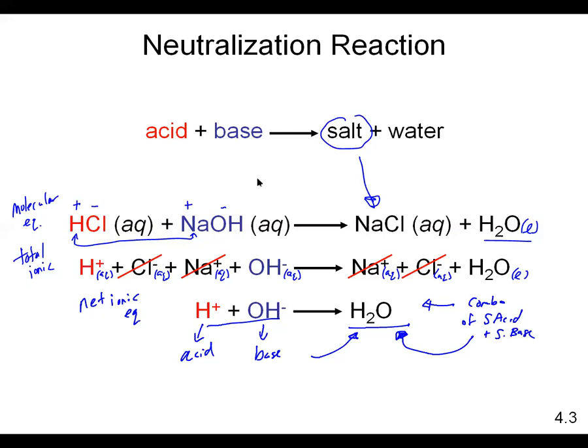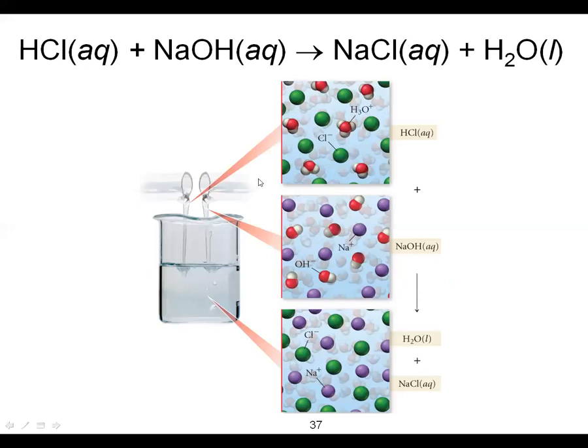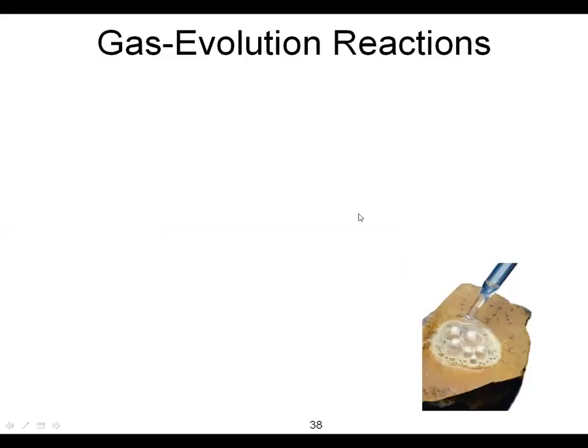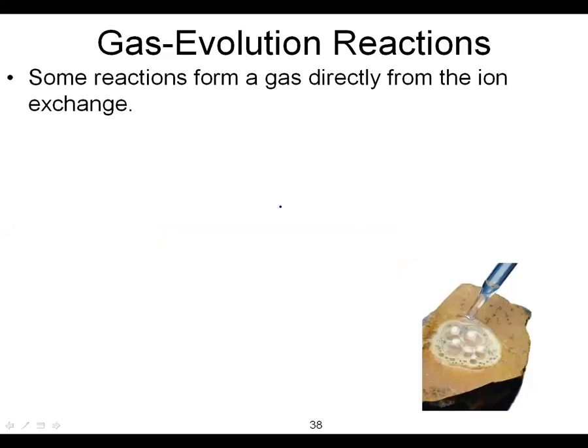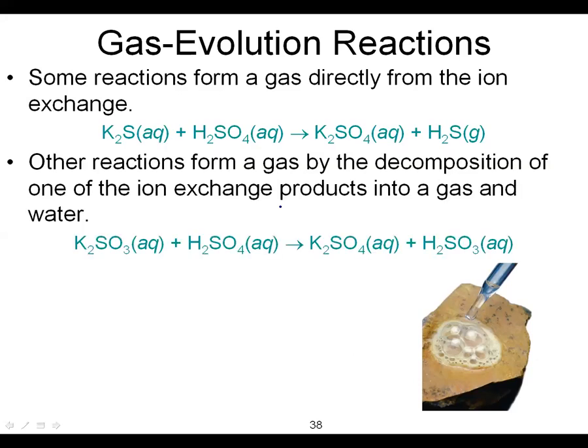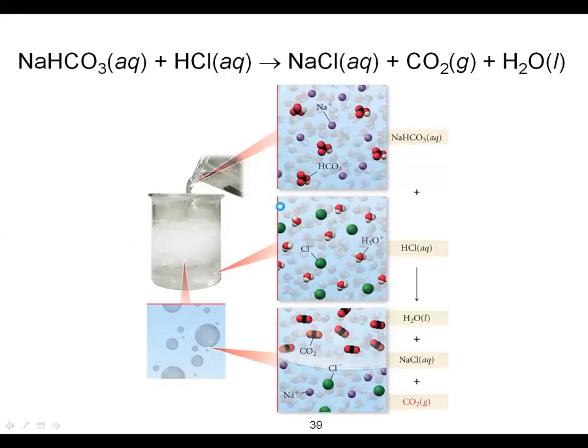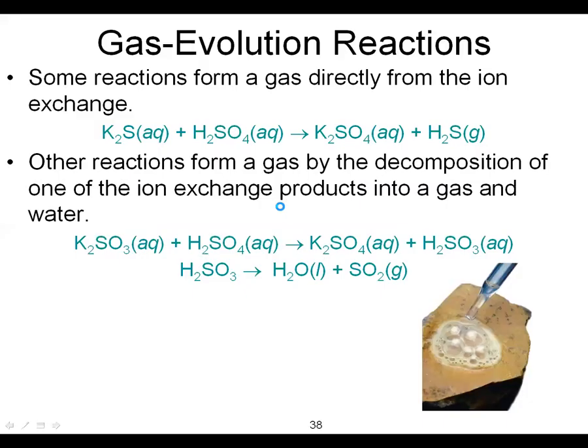Okay, so continuing on in ways to classify reactions. Again, here's visually what's going on. We have our H plus, Cl minus, sodium ions, and hydroxide ions, going to make our salt and water when we mix them together. Now, some double displacement reactions will actually produce gas. There are some reactions that will produce gas as a product. And there are sometimes two ways in a double displacement reaction that a gas can be generated.